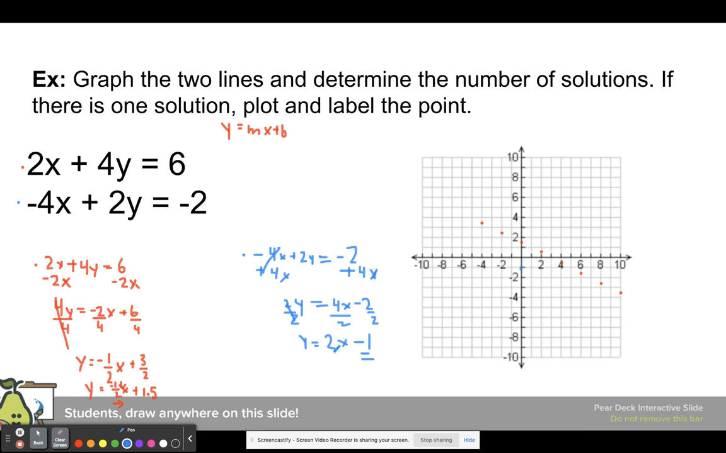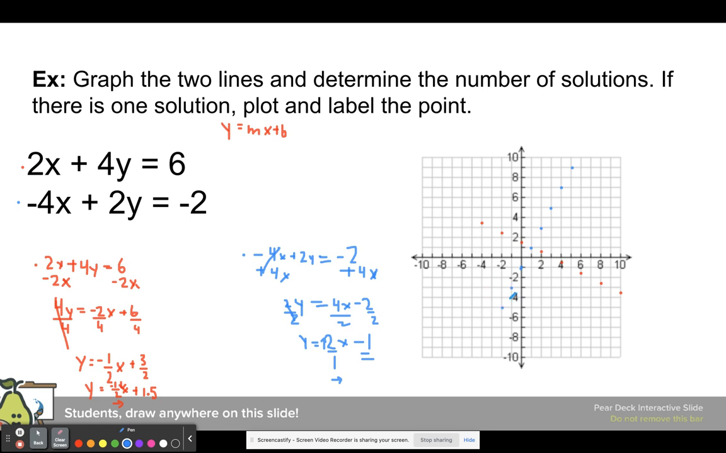And then from there, for this 2, I'm just going to put the 1 in the denominator so that I can show that I'm going to be moving up 2 units to the right 1 unit. Up 2 to the right 1, up 2 to the right 1, up 2 to the right 1. And then I can take it in the opposite direction, down 2 to the left 1, down 2 to the left 1, and so on and so forth.